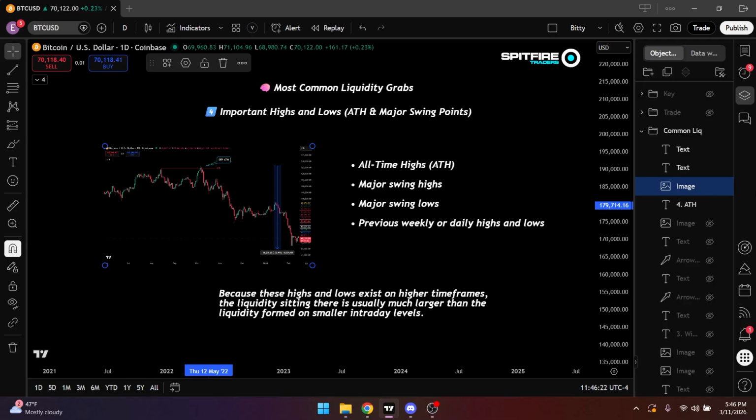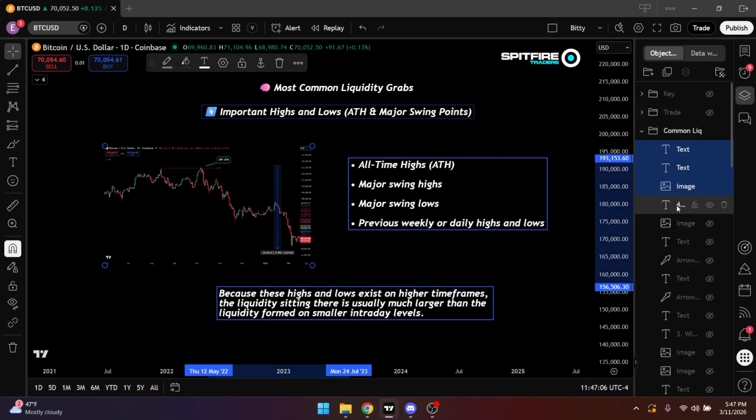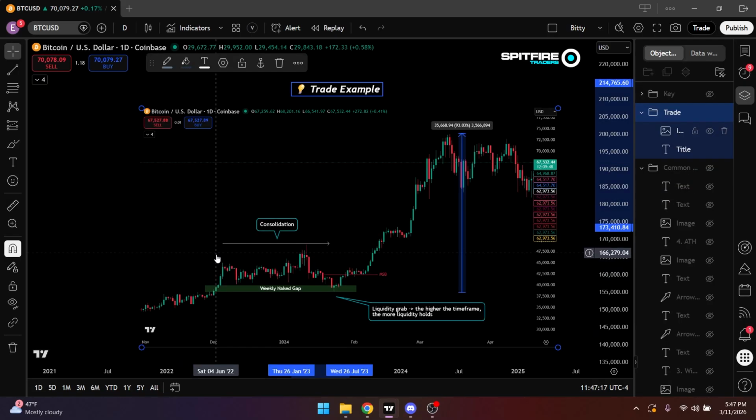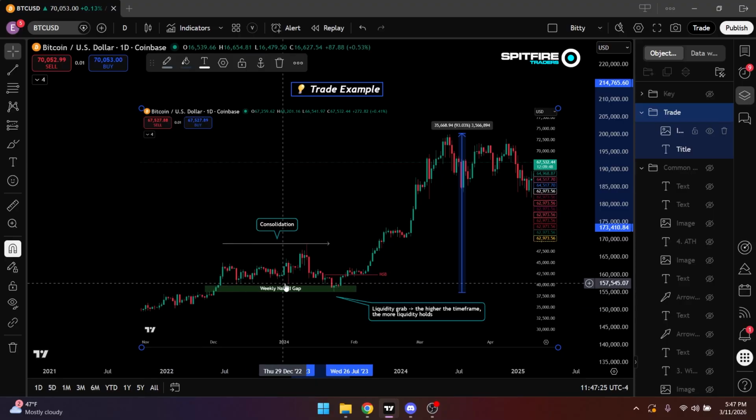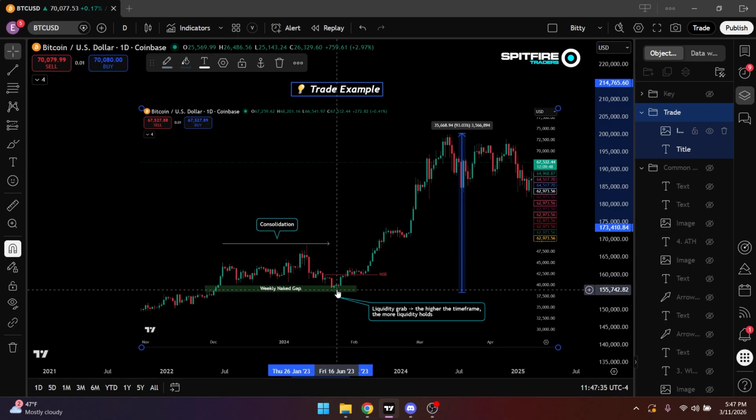Once you start identifying these areas, you'll begin to notice a pattern. Price moves toward those liquidity pools before making its real move. Let's put everything together. The market is trending bullish on the higher time frame. Price consolidates and creates equal lows. Below those lows sits liquidity. Price comes down, sweeps the liquidity, triggering the stop losses.